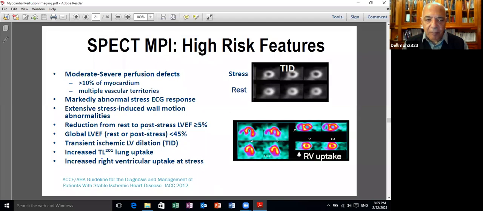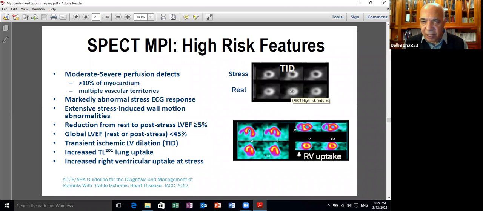So if you get a post-stress decrease of the ejection fraction by 5% or more, or a global ejection fraction less than 45%, or transient ischemic dilatation. This is a transient ischemic dilatation. It's very important to realize it. If you look into the cavity in this picture with the cavity in the upper one, you will find that the cavity is larger. The outer part of the cardiac silhouette is not increased.